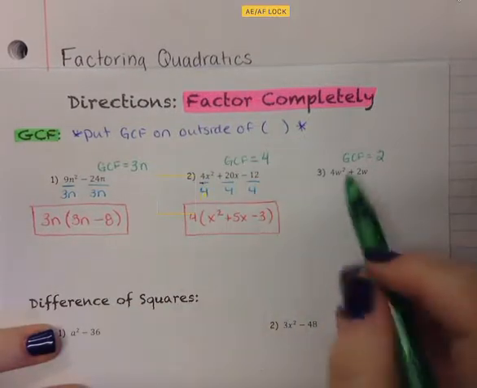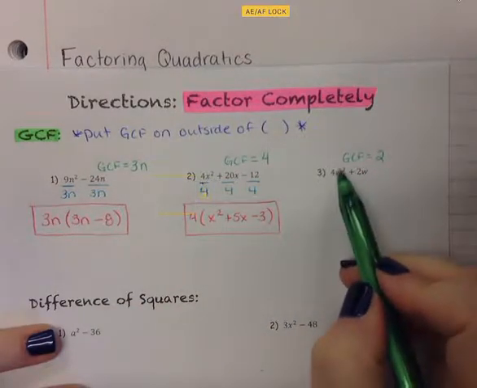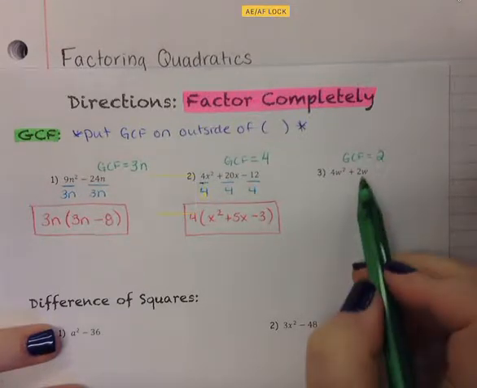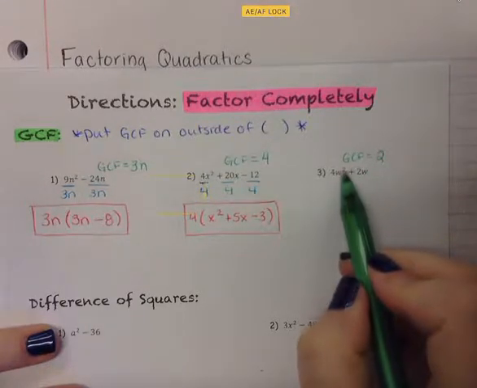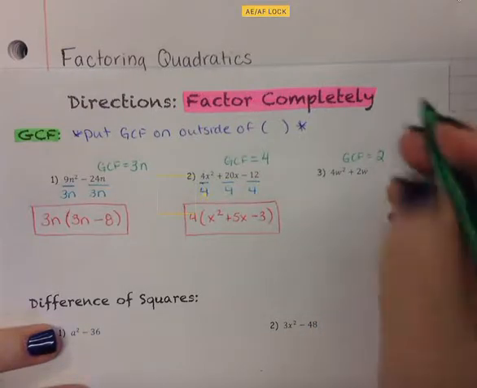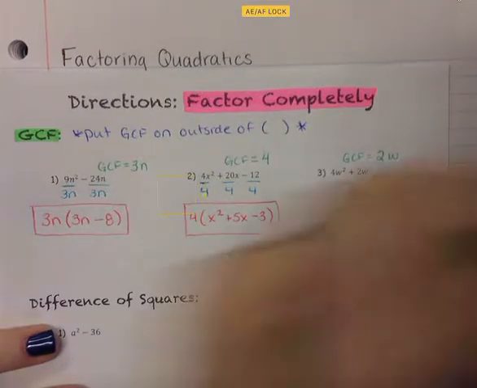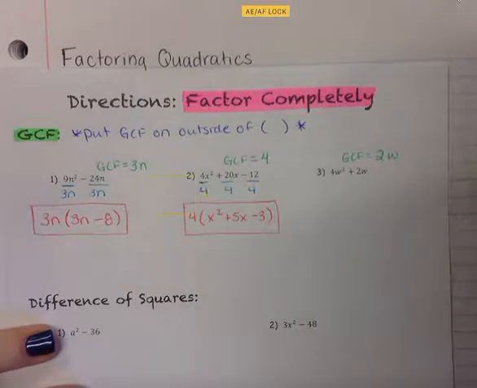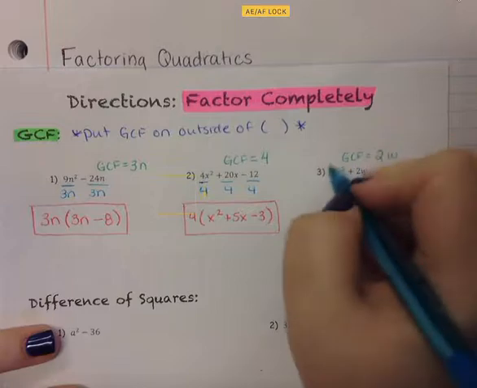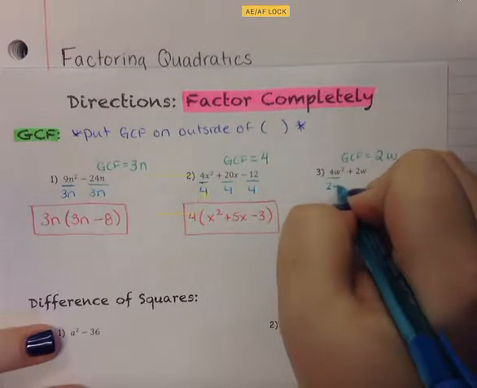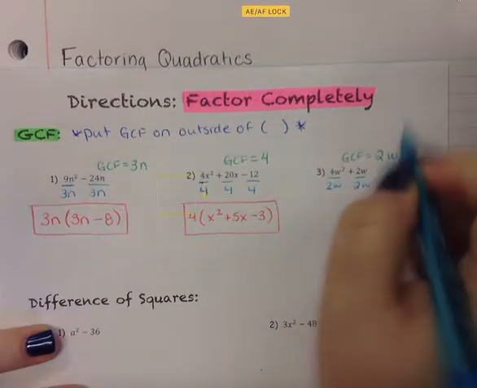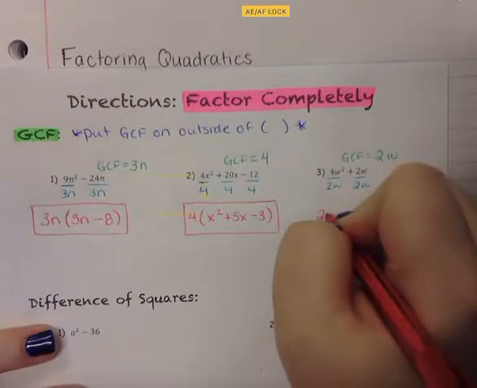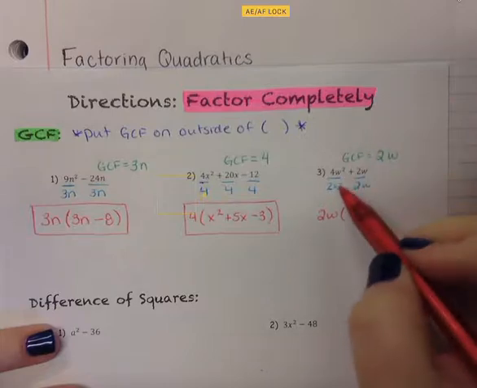Then we look for letters. I only have two terms, so I have a w squared and a w. Both of these have the same letter, and I look at the smaller exponent, which is w to the first. So my GCF is w to the first. So now that we have our GCF of 2w, we can divide all of our terms by the GCF. I'm going to put that GCF on the outside of a parentheses. Now I'm going to divide.